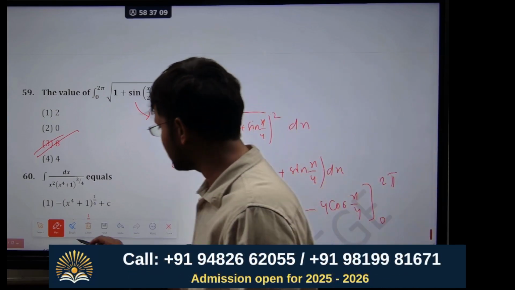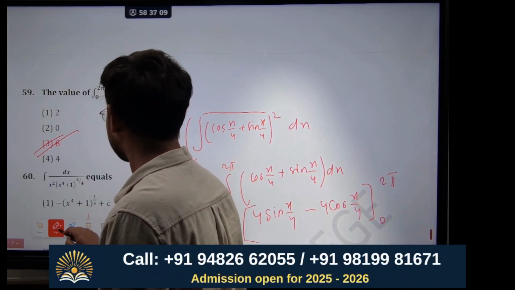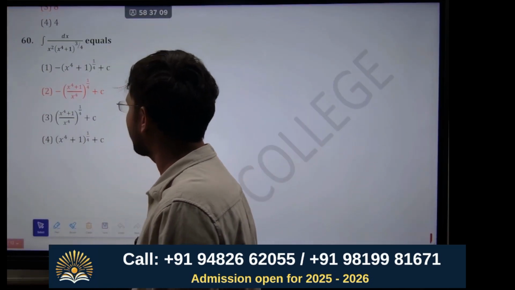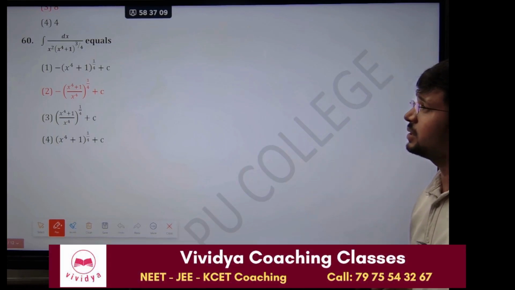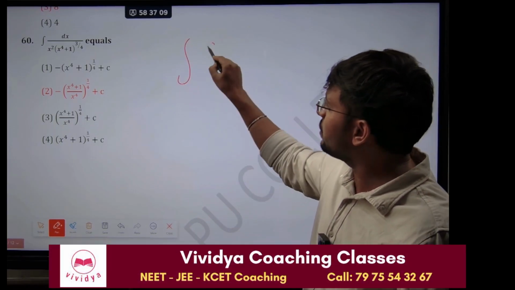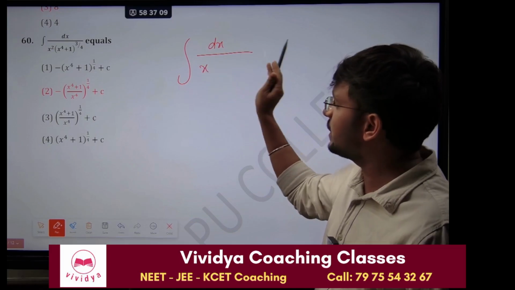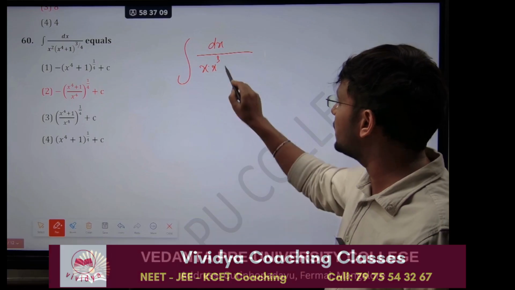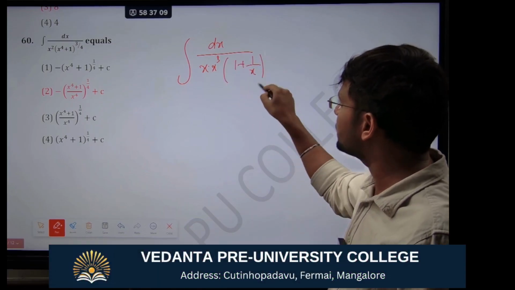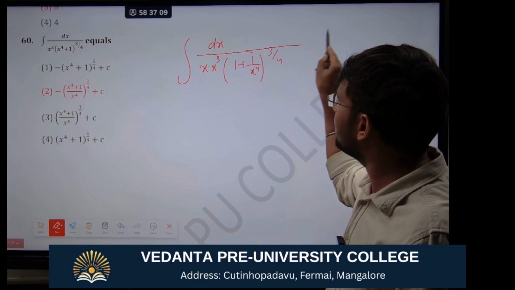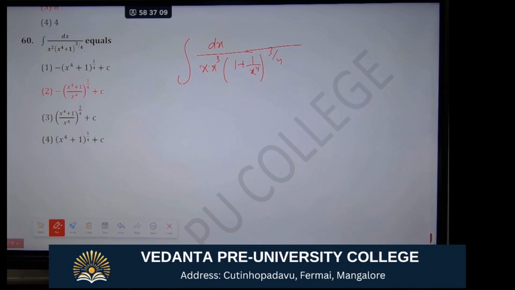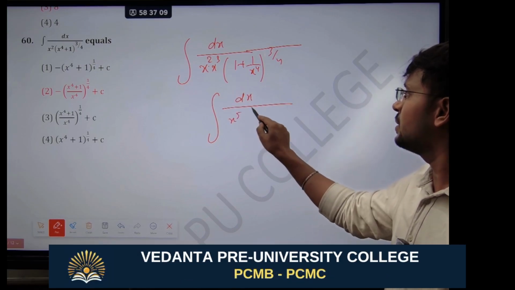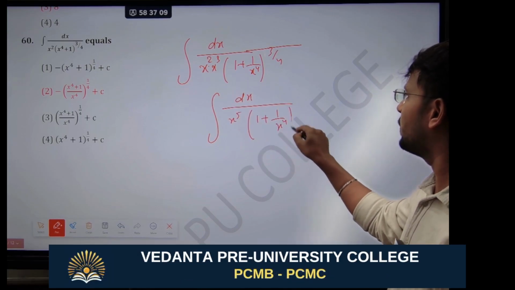Now let's go with the last question of this. See, this is the question. From here, can I take x to the power 4? I will take it common. So if I take x to the power 4 from the bracket common, it will come as x3 because 3 to the power 4 is there, and this will become 1 plus 1 by x4. And sorry, the square is present. Now this will be dx by x5 into 1 plus 1 by x4 to the power 3 by 4.